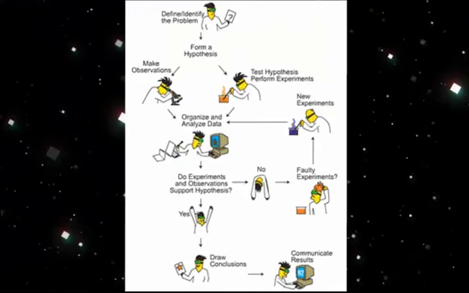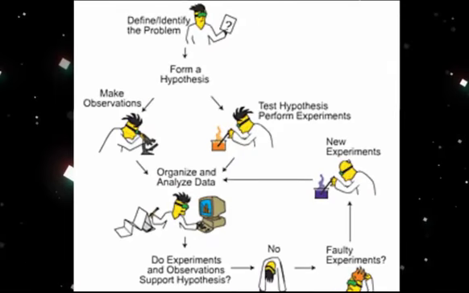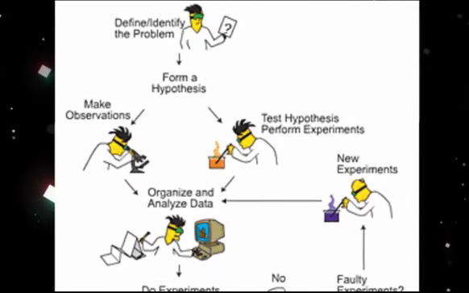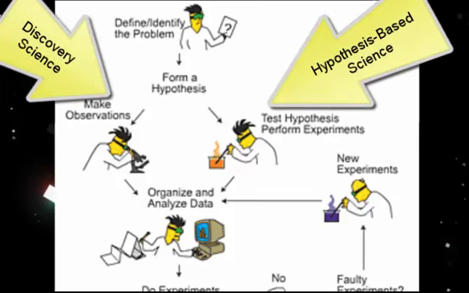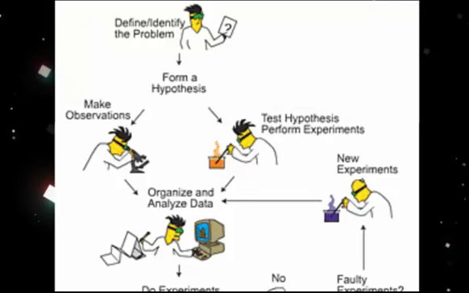In this model of the scientific method, you can actually see the scientists doing the steps. One of the things I like about this model is up here in this area, you can see that after the hypothesis, you can either make observations or test the hypothesis. So this model shows the discovery science for making observations, and it shows hypothesis-based science for performing experiments.